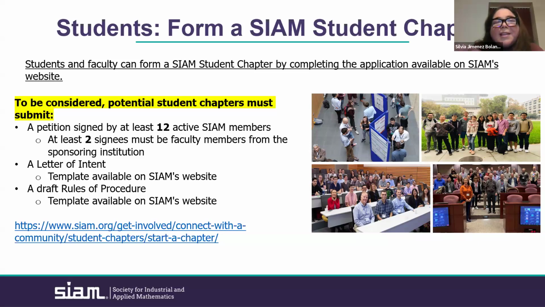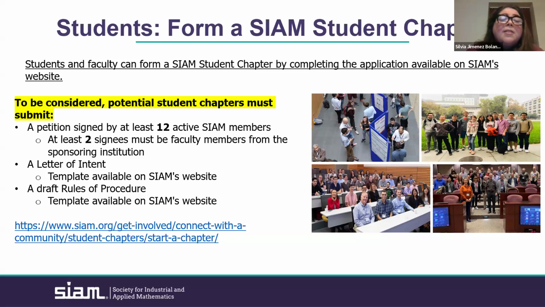And the other 10, if you have more members in your institution, can come from your institution. But hopefully the 2 faculty members have a network of collaborators that can actually sign. Otherwise, you can always contact the membership committee and we will help you find people to help you with that.